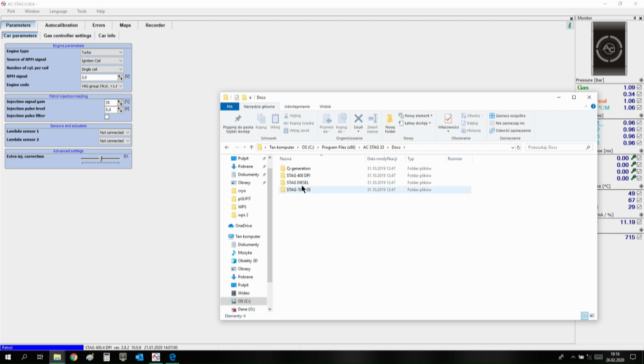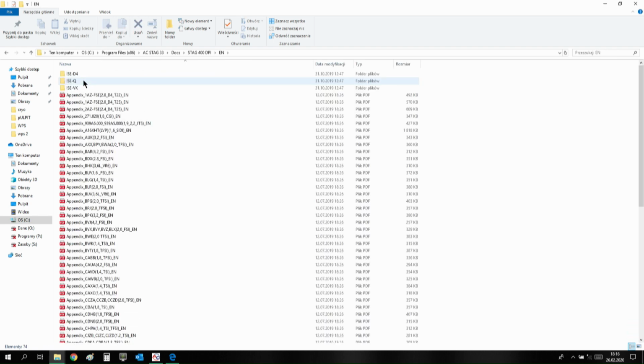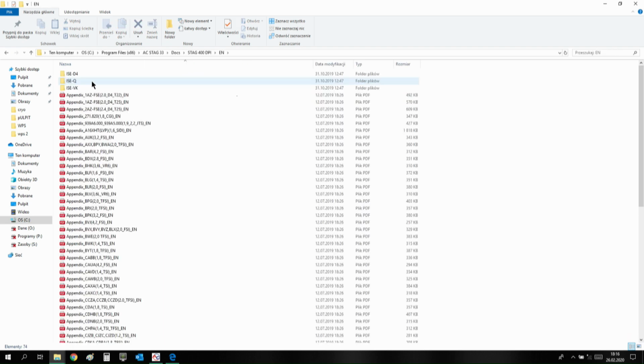When you go to the documentation, you check the folder with Stag 400 DPI, and inside the folder you can follow the languages. Let's explain what these languages and shortcuts mean. We have CN for China, EN for English, and the Spanish version, French, Italian, Polish, Portuguese, and Russian.